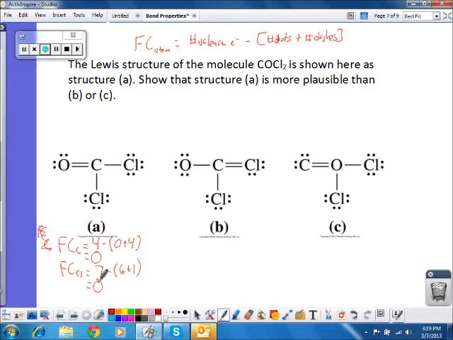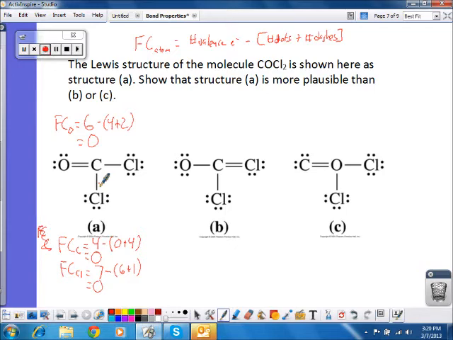And I'll come up here. The formal charge of oxygen is equal to 6, number of valence electrons, minus 4 dots, plus 2 dashes. So that formal charge is also 0. Formal charges of 0, this looks kind of symmetric. The two chlorines are the same, the oxygen's different. So that's not too bad.